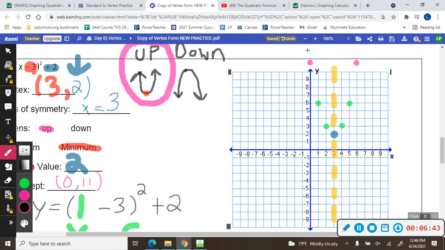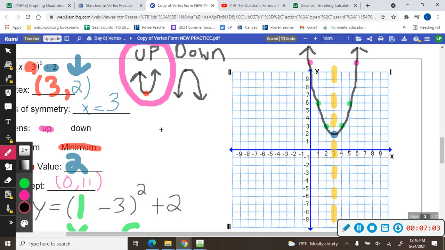And it's going to start up here. It's going to come down, reach the minimum, and then go back up. And this isn't the prettiest graph, but it'll work. But this goes up forever.